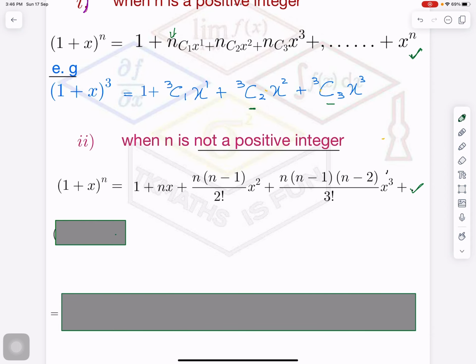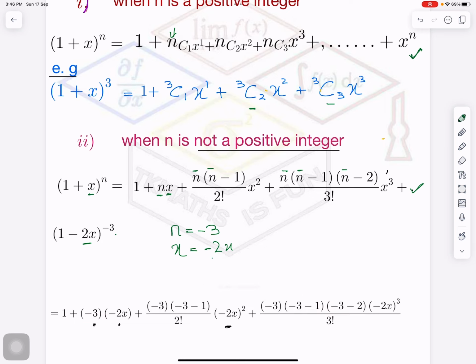I have just taken one example here to make the connection. So for example, this is my binomial expansion (1 - 2x)^(-3). In this one, n is minus 3 and x is replaced by minus 2x. This is the only difference you can notice. So n I will replace everywhere by minus 3 and x by minus 2x. I have shown it here.